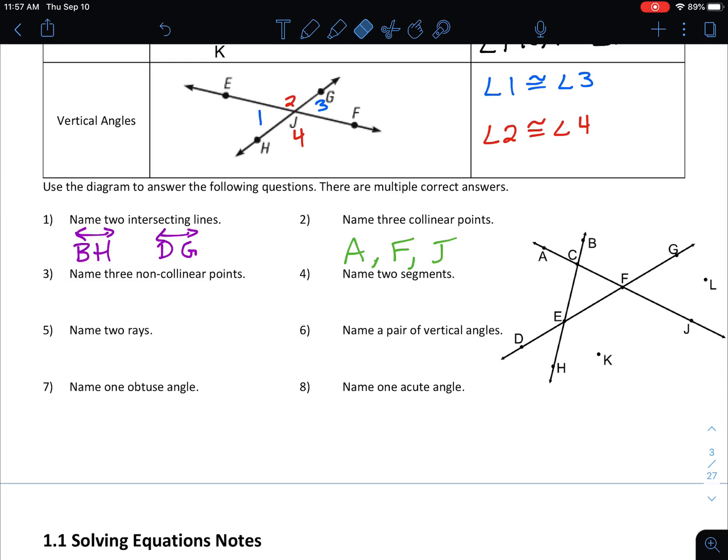All right. For number 3, name three non-collinear points. So this would mean that the 3 points are not in line together. For example, K, J, and L are not in line with each other. There's no way that you could draw one single line between those 3 points. So they would be an example of non-collinear points.